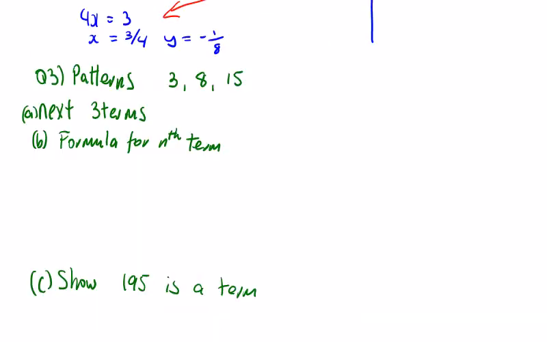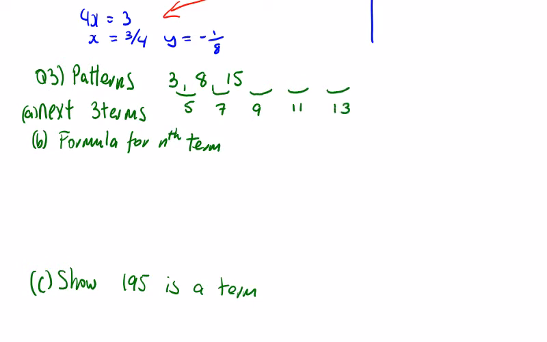Question 3 is a patterns question. Show the next 3 terms. Well, let's have a look at the differences here. We have a jump of 5 and we have a jump of 7. So for the second difference to be the same, you're told it's quadratic. This jump would have to be 9. This jump would have to be 11. And this jump would have to be 13.